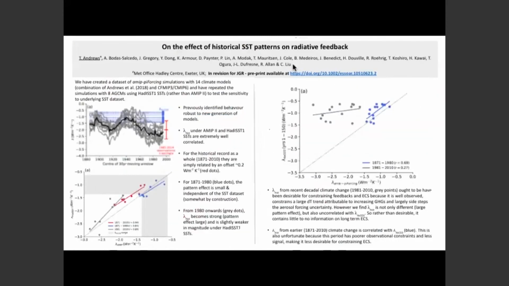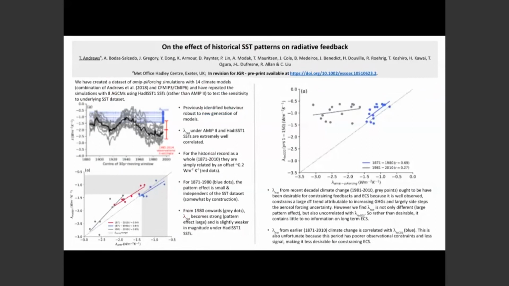Yeah, that's the first slide. So what we've done is created a new data set of AMIP PI forcing simulations. These are atmosphere-only simulations with observed SSTs and pre-industrial forcing agents with 14 climate models.